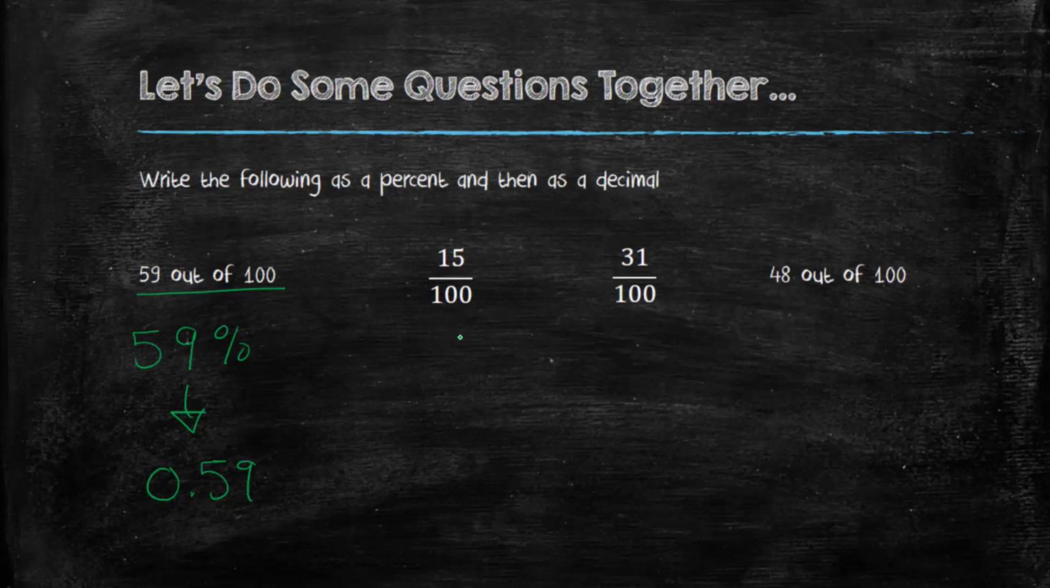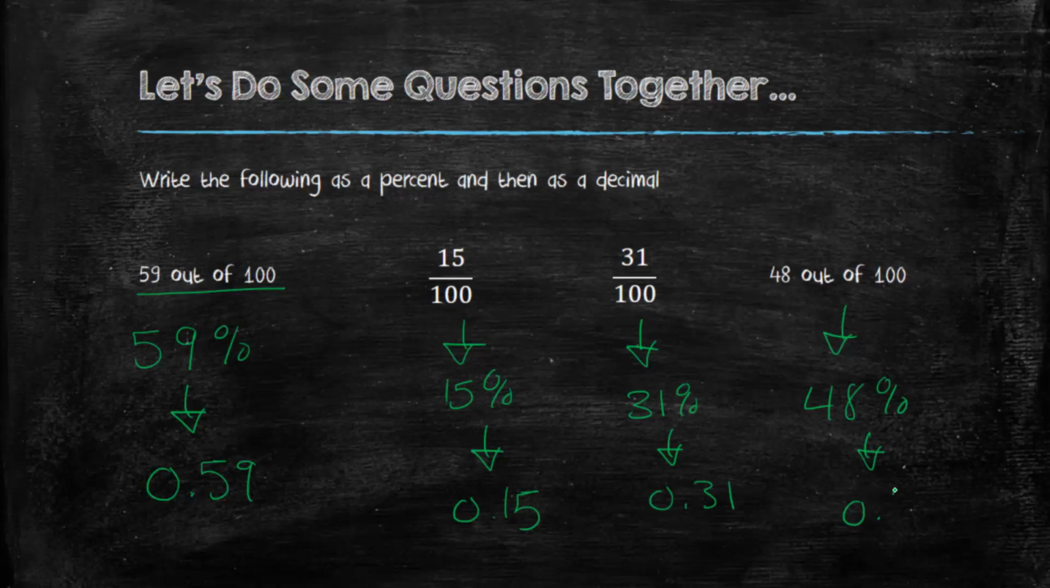15 over 100, well, that's 15%, and you would write it as 0.15. 31 over 100, you would write it as 31% or 0.31. 48 out of 100, again, out of 100 means percent, so 48% or 0.48.